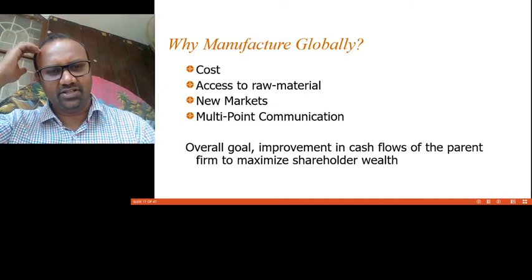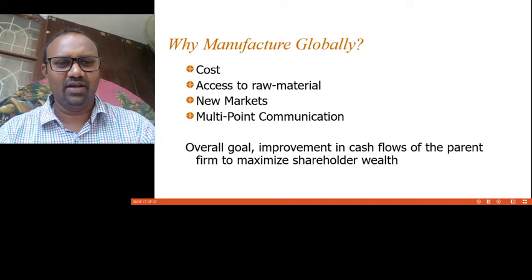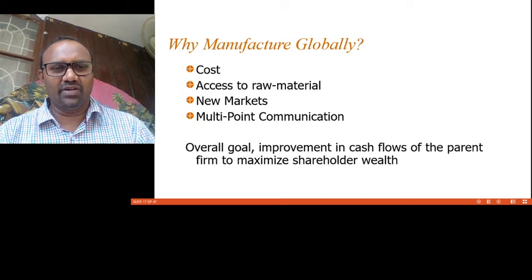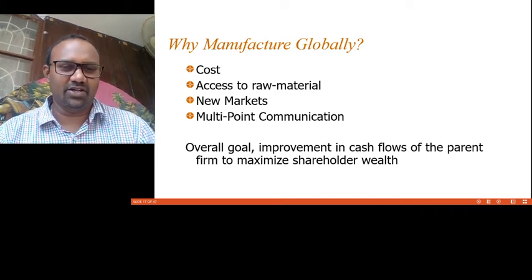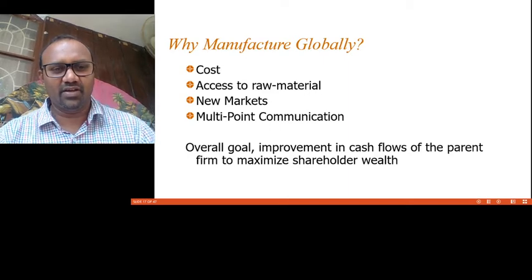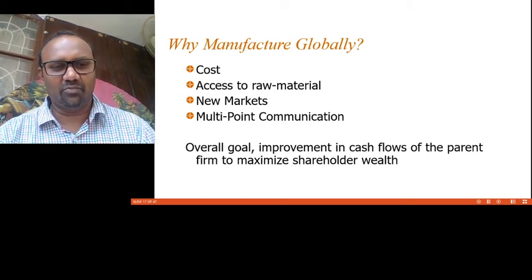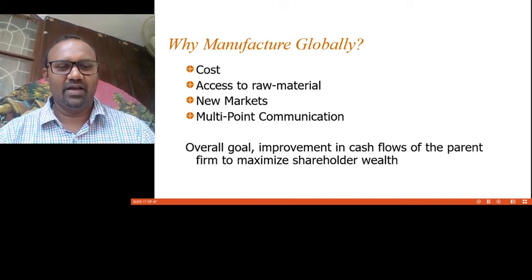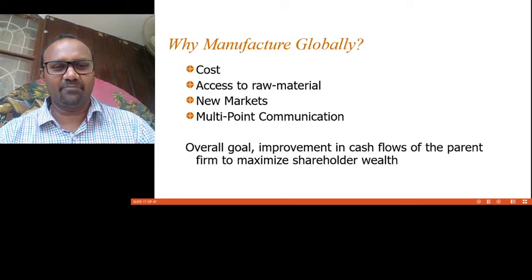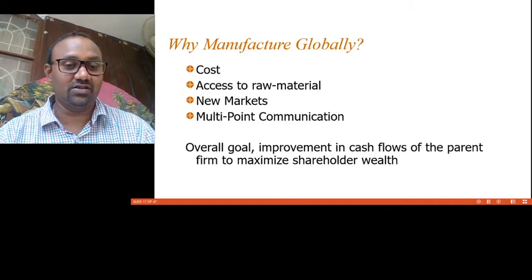Fourthly, multi-point communication can also happen because buying and selling of goods and services across the world can be made a lot more easy, and you can set up a global supply chain whereby procurement, assembling, warehousing, manufacturing, and getting all these original equipment manufactured and components for your commodity manufactured from different parts of the world, and then you can assemble it and sell it in the most effective and the least cost manner.